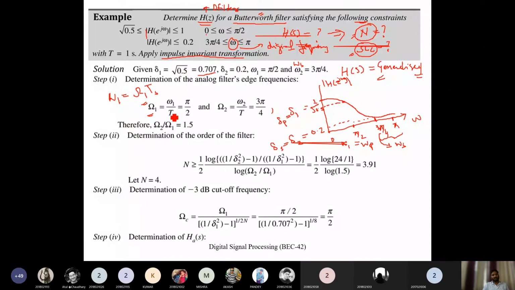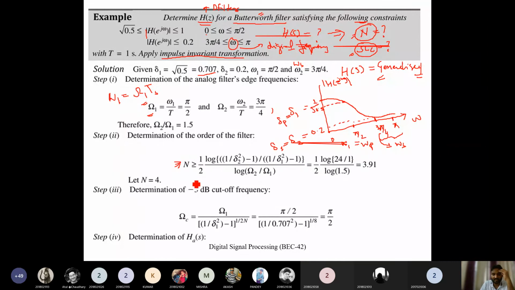Once we have got the analog frequency, we again need to find out the n value. So this is omega 1 and omega 2 for analog, that is the pass band frequency for 1 and the stop band frequency for 2. After getting these values, we need to find out the n value, that is the order of the filter.